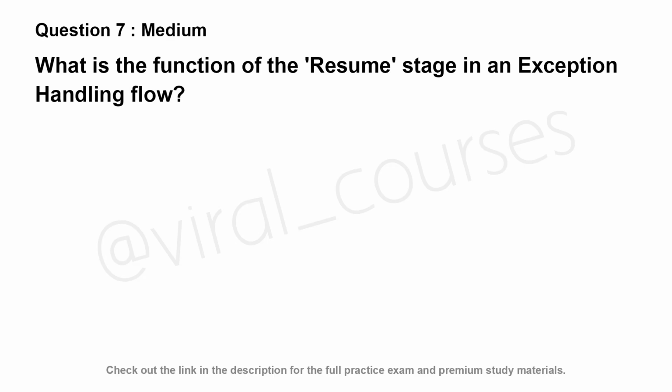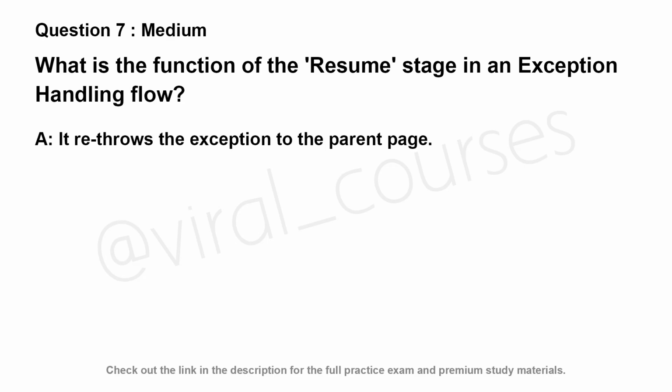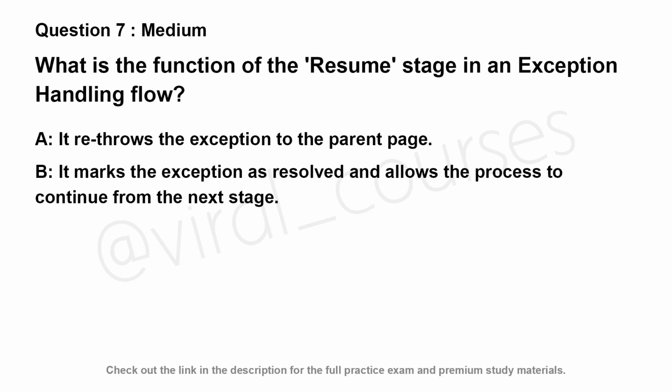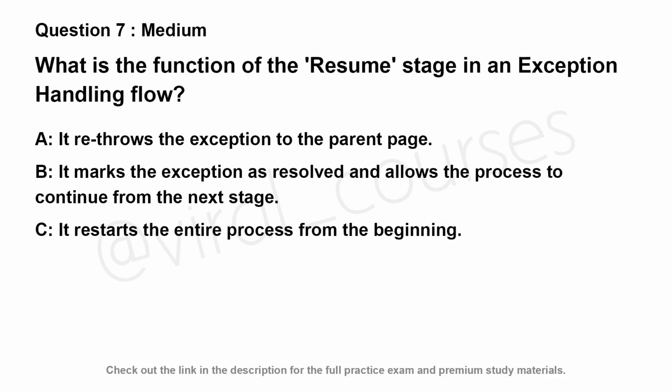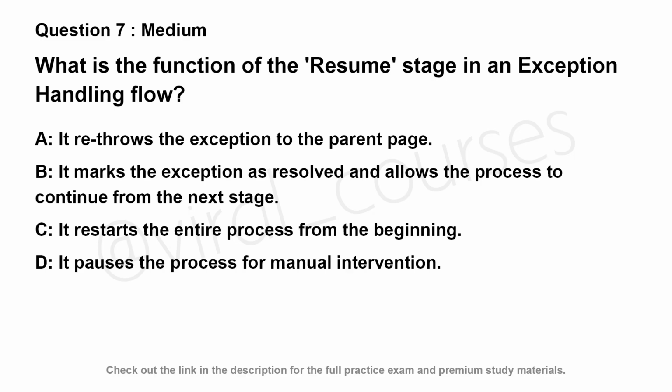What is the function of the resume stage in an exception handling flow? Option A, it rethrows the exception to the parent page. Option B, it marks the exception as resolved and allows the process to continue from the next stage. Option C, it restarts the entire process from the beginning. Option D, it pauses the process for manual intervention.